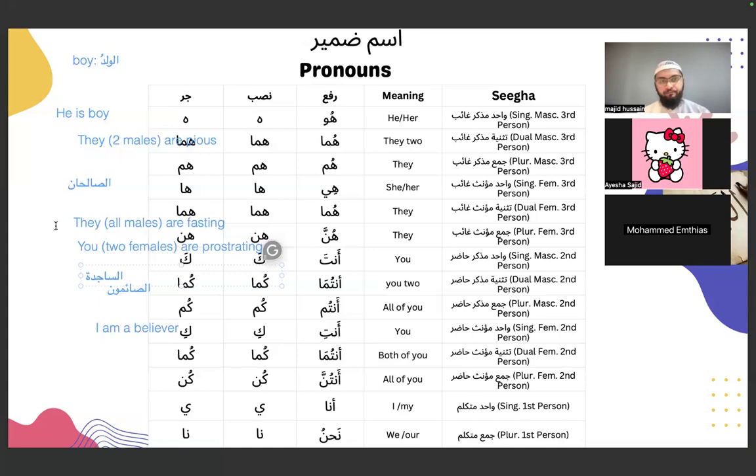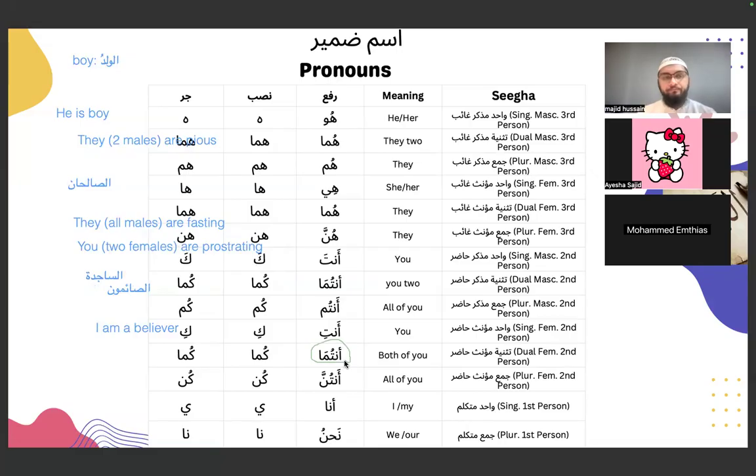So Antuma Sajidani. No, Antuma Sajidatani. Oh wow. Antuma first. Sajidatani. Okay. The female table is different. Yeah. Here is Antuma Sajidatani. Antuma. Where is it? Yeah, this one. Antuma.